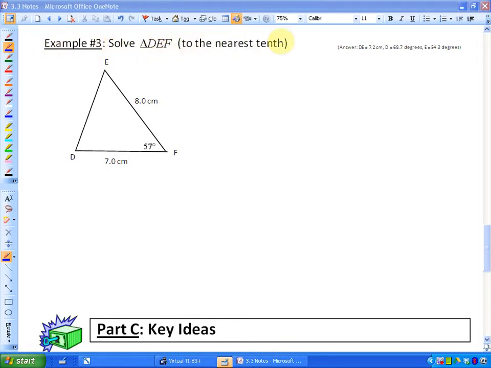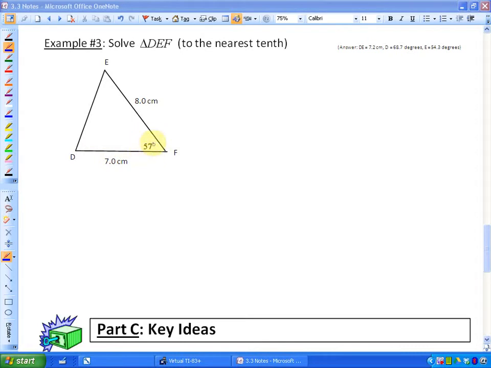to the nearest tenth. Now what solve means is to find all of the missing parts, all the missing angles and sides. For this question, we're given the length of EF is 8 centimeters, that the length of DF is equivalent to 7 centimeters, and angle F is 57 degrees.